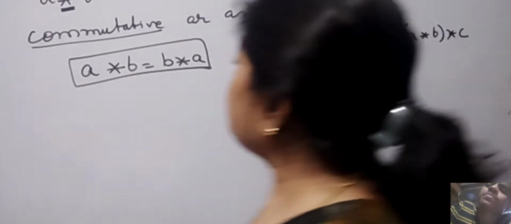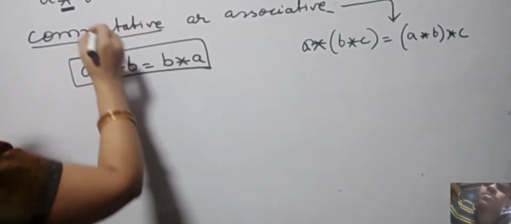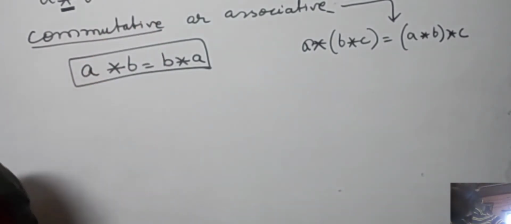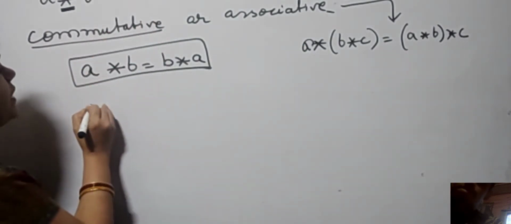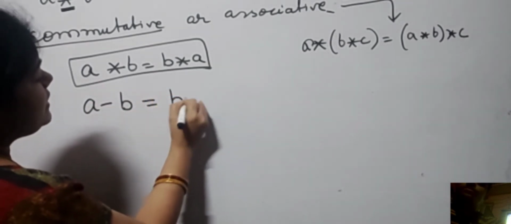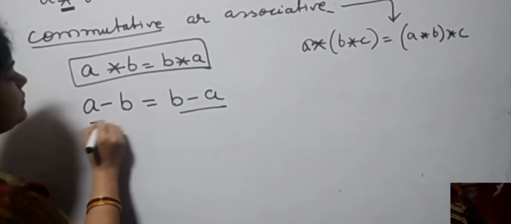Okay. Now, for example, we have A minus B. The operation is given as A minus B and we have to check it for commutative property. So, we can write over here A minus B or B minus A, whether they are equal or not.